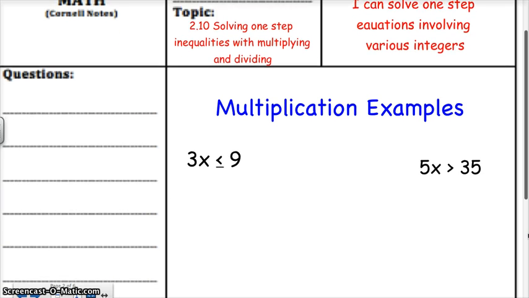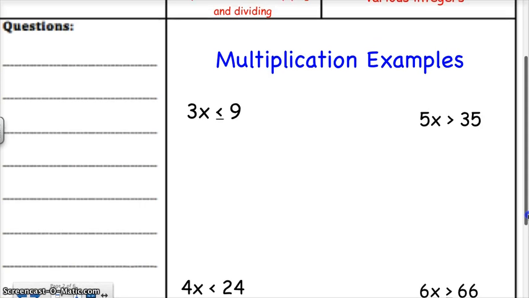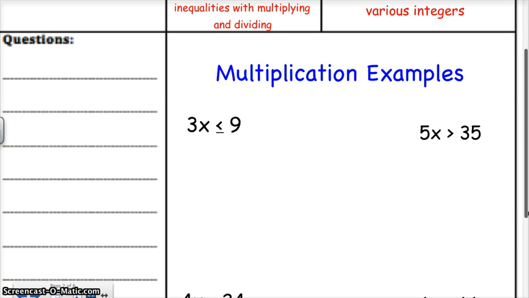Multiplication examples. 3x is less than or equal to 9. To solve this, algebra is all about inverse operations. So you have to solve by doing the inverse, by undoing something. So to undo multiply, what do I need to do? Divide. So I'm going to divide both sides by 3, and I get x is less than or equal to 3.